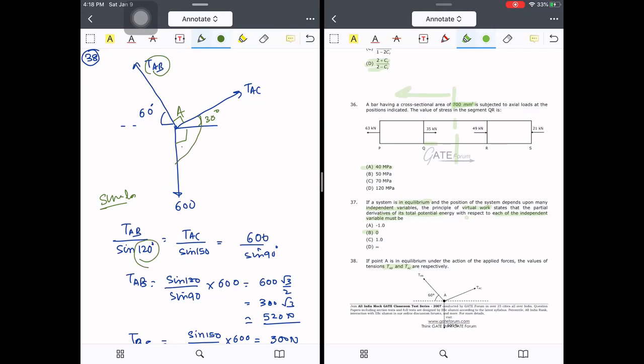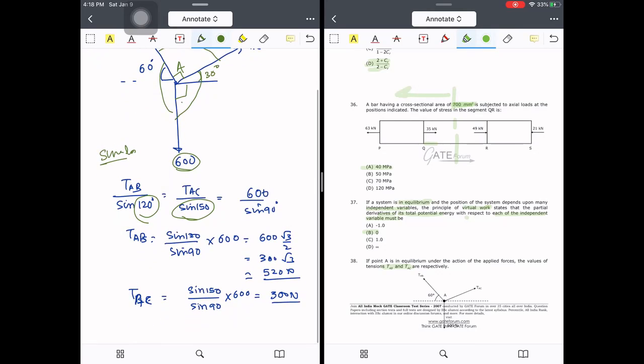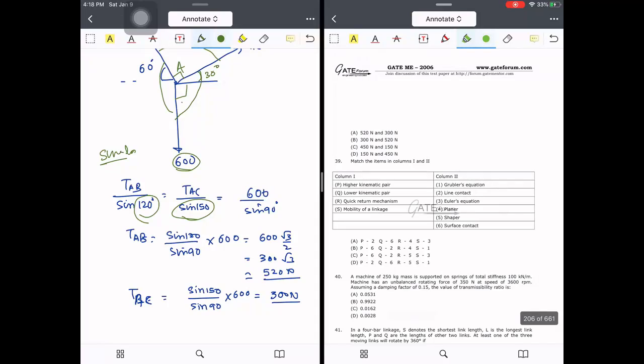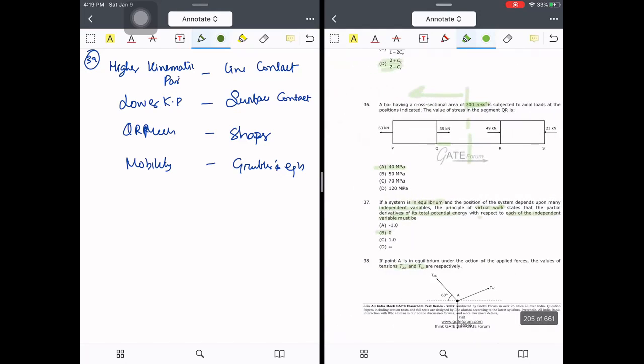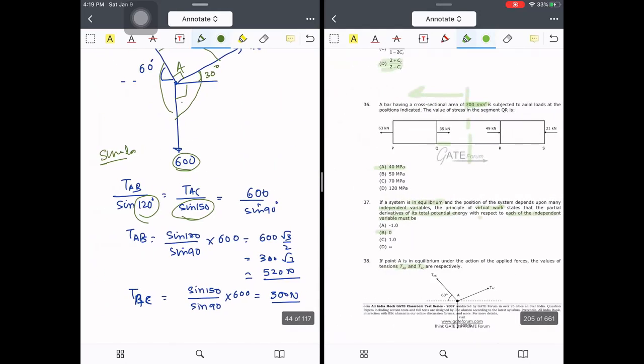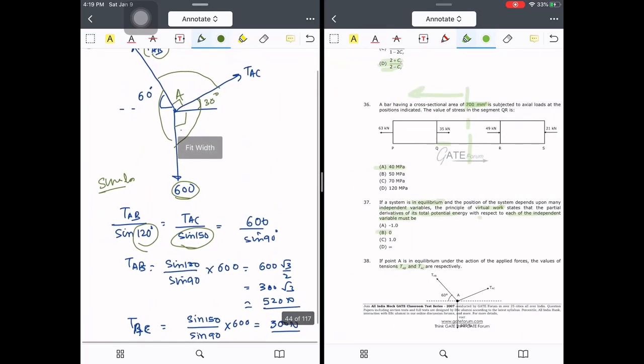This is just an application of sine law. TAB divided by the sine of the angle opposite to it, that is 90 plus 30, sine 120. TAC opposite angle is 90 plus 60, 150. 600 Newton is given here, divided by sine of the opposite angle, that is sine 90. Just put the formula. TAB is equal to 520 Newton and TAC will be 300 Newton. So it will be the 520 and 300 option.